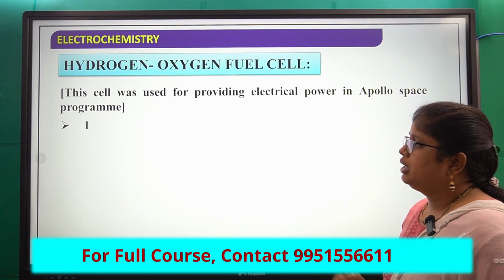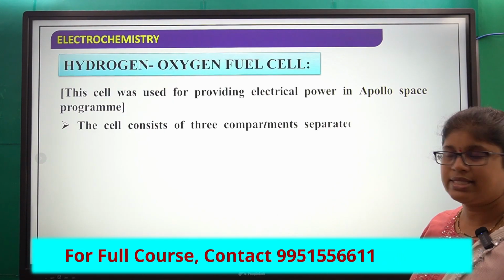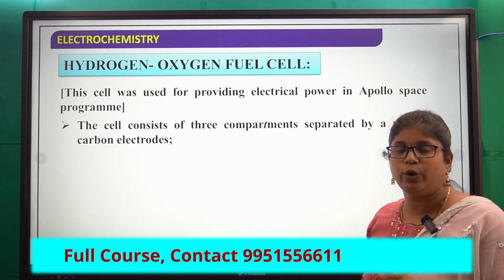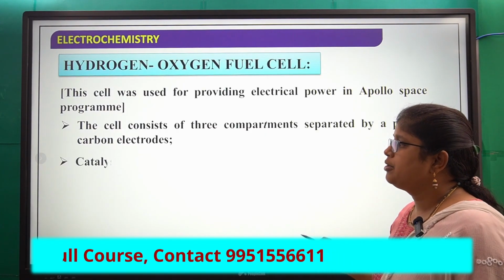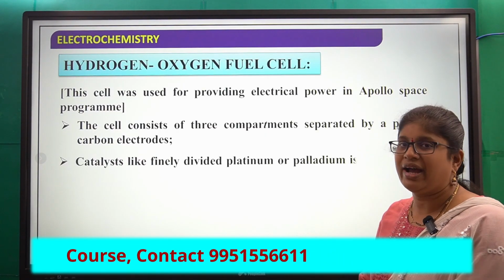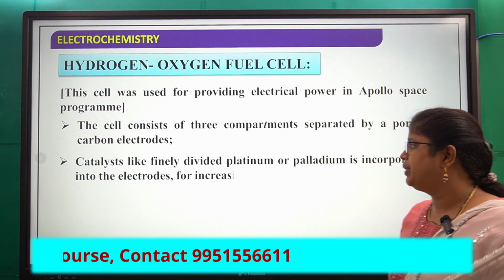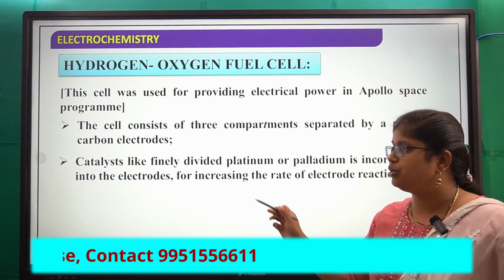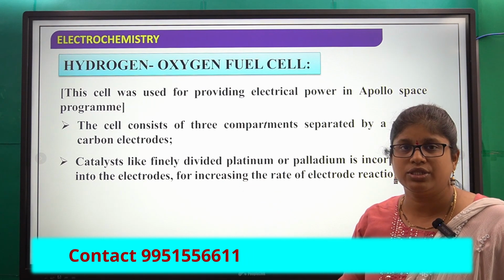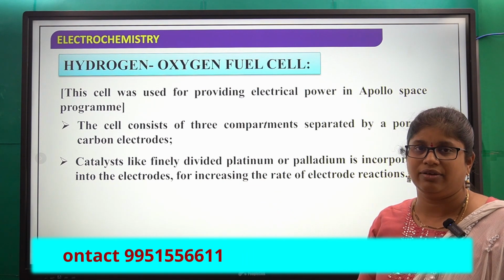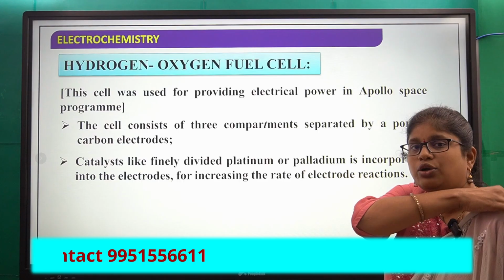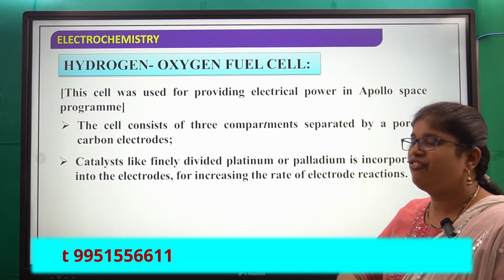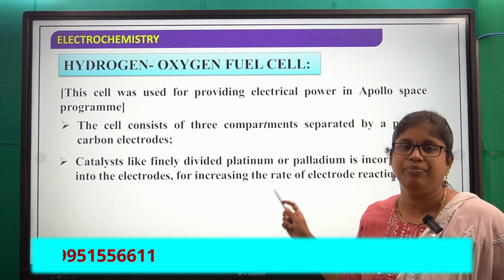Next, this cell consists of 3 compartments separated by porous carbon electrodes. Catalysts like finely divided platinum or palladium are incorporated into the electrodes. Why are we using a catalyst? To increase the rate of the reaction. So to increase the rate of the reaction in these cells, we are using finely divided platinum and palladium.